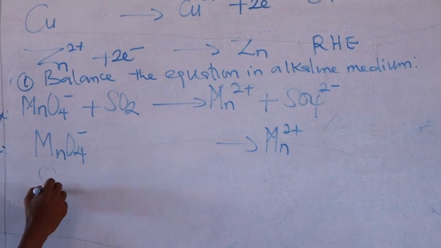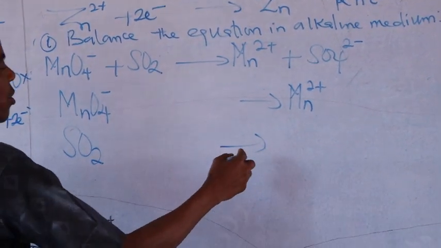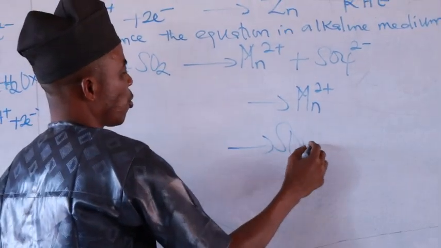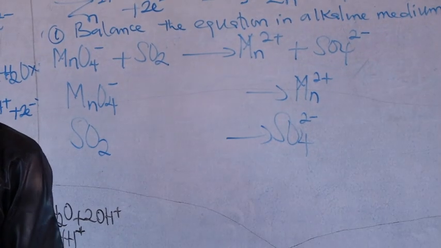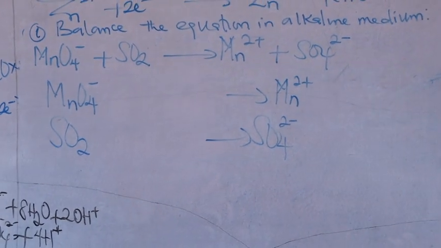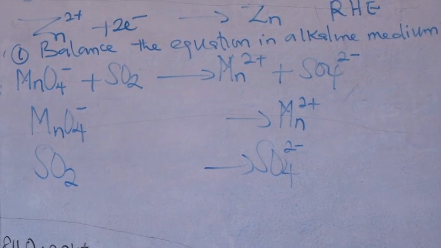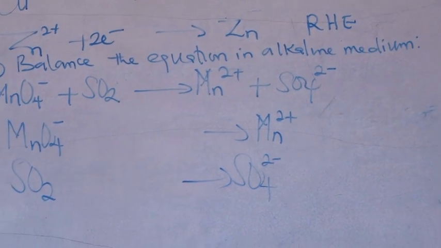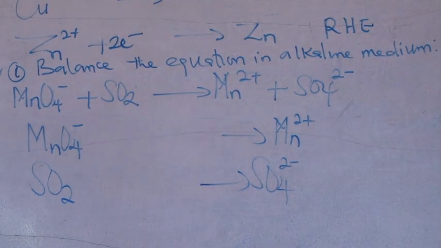Also, SO2 will give us SO4 2 minus. We have broken the equation into two halves. Now each of the half should be balanced. Remember, we balance the atom first, then we balance the charge.